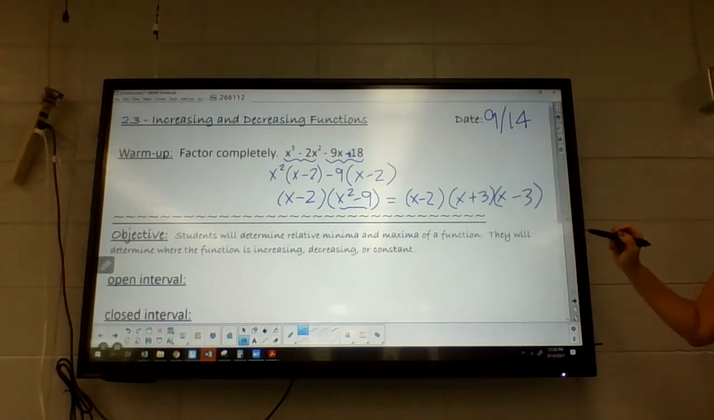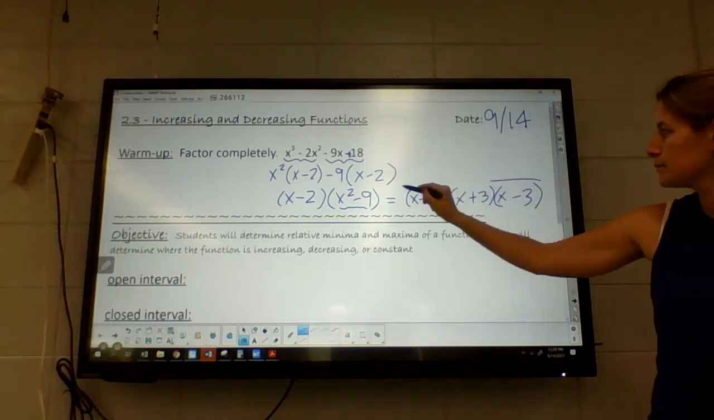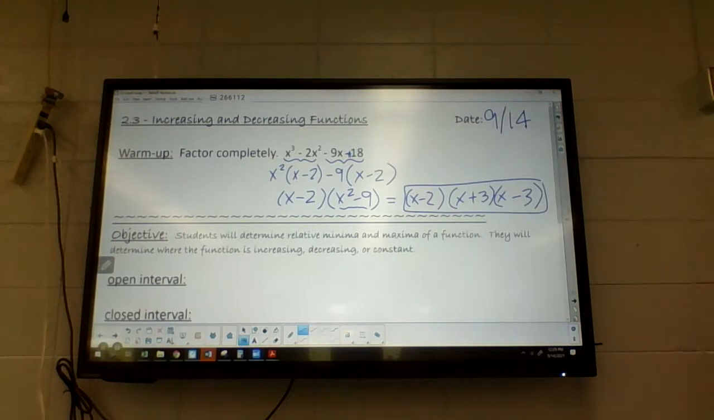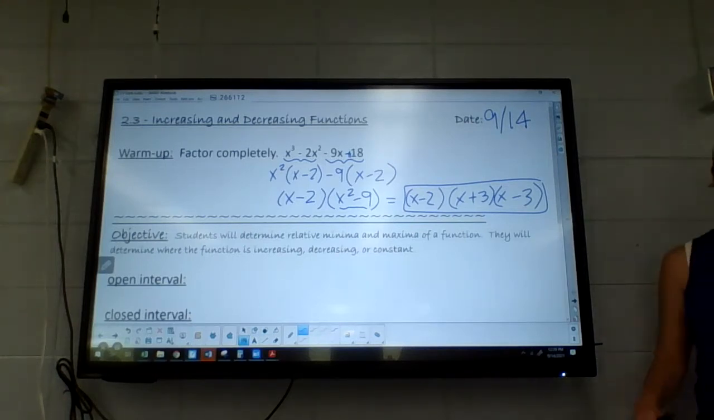And if you forgot that, that's totally okay. That's why we review, and we're probably not going to use this today. We're going to use it later in the year. All right, so this is now considered factored completely.